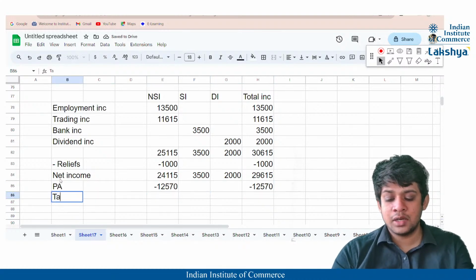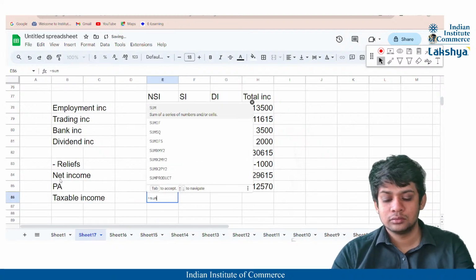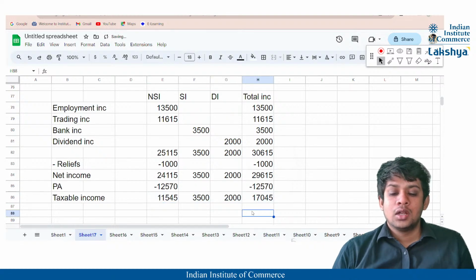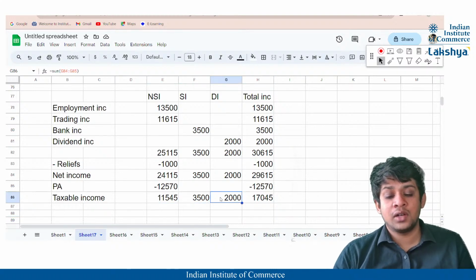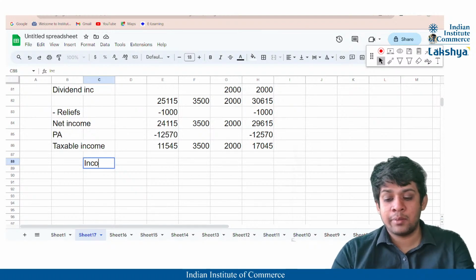And thus, the taxable income that I will get is 17,045, that is 11,545 plus 3,500 plus 2,000. Okay. Now let us compute the income tax liability.